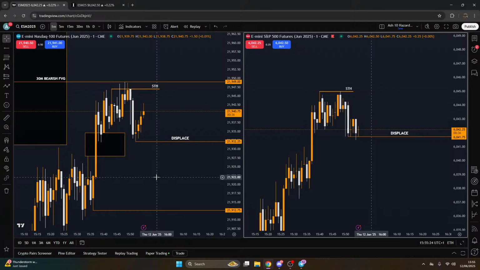So yeah, currently right now, there's nothing really much to talk about. So I'll mute my mic temporarily. But you guys can see now how we're moving higher. However, ES is lagging a little bit behind, but this is exactly what I want to see.